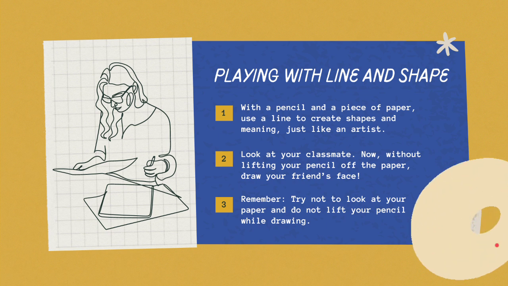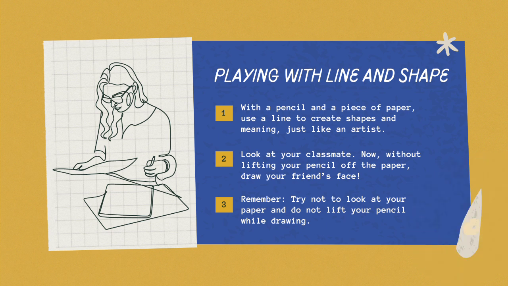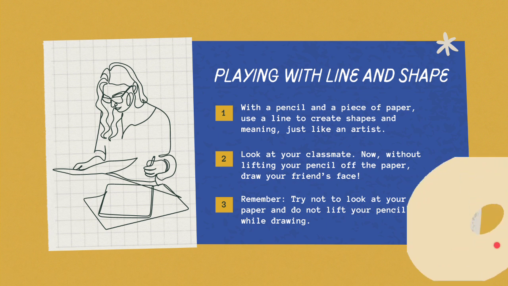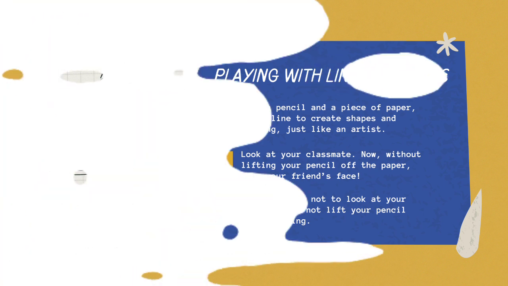Now, let's play with lines and shapes. Step 1. With a pencil and a piece of paper, use a line to create shapes and meaning, just like an artist. Step 2. Now, without lifting your pencil off the paper, draw your friend's face. And step 3. Remember, try not to look at your paper and do not lift your pencil while drawing.